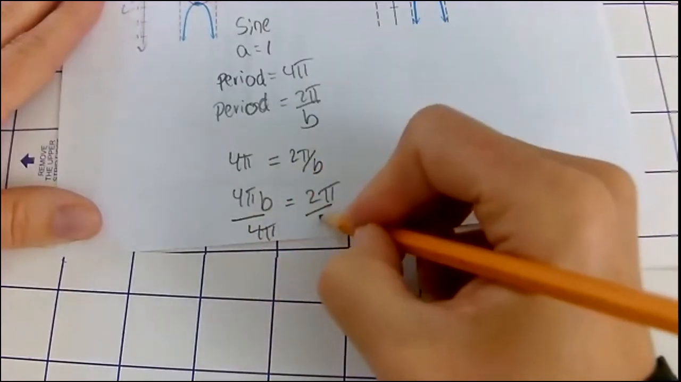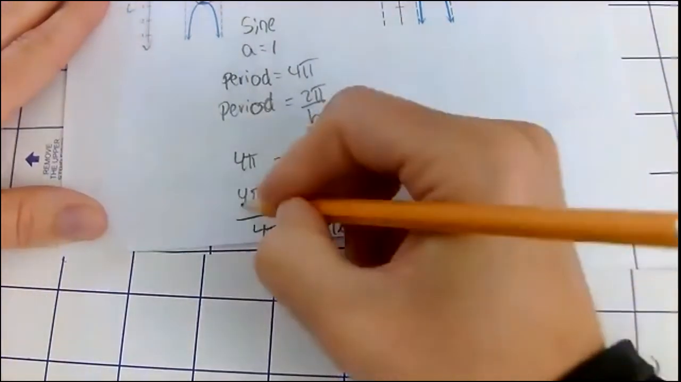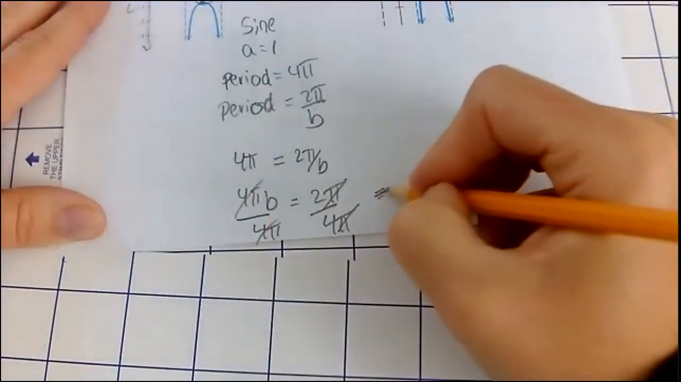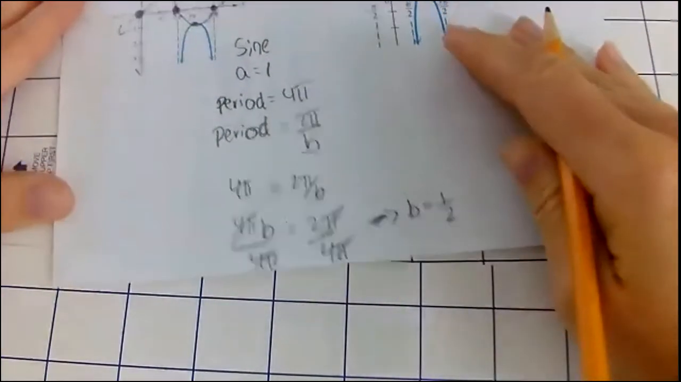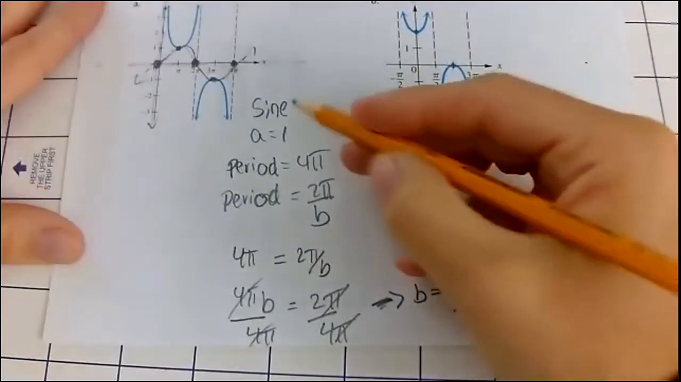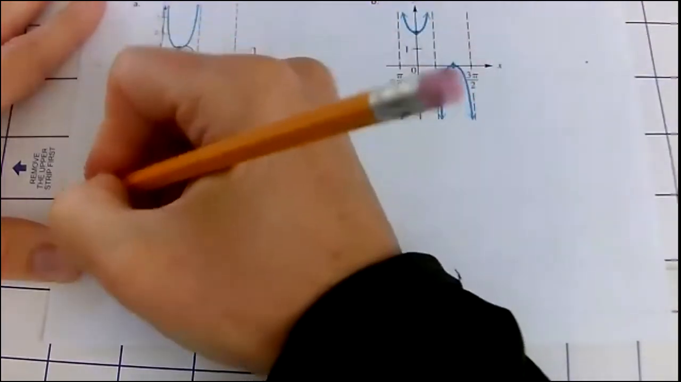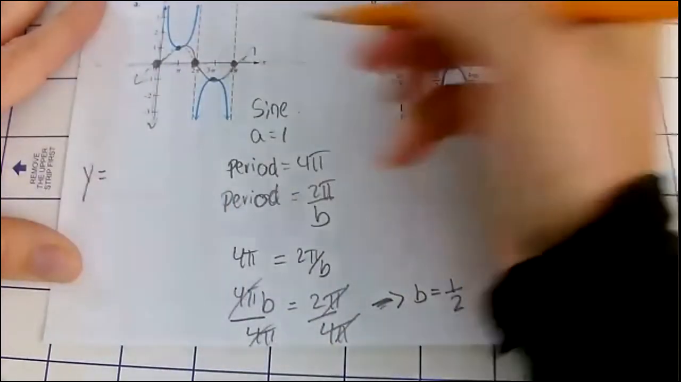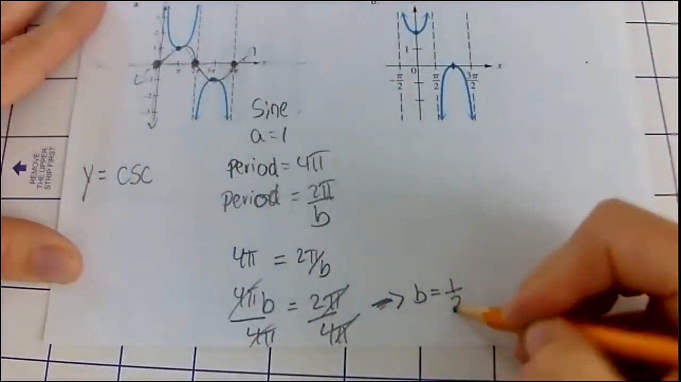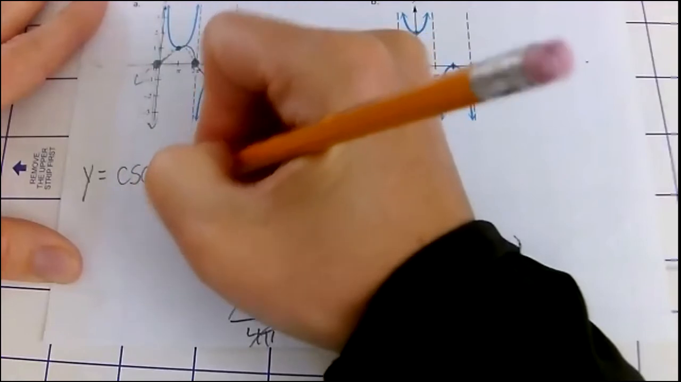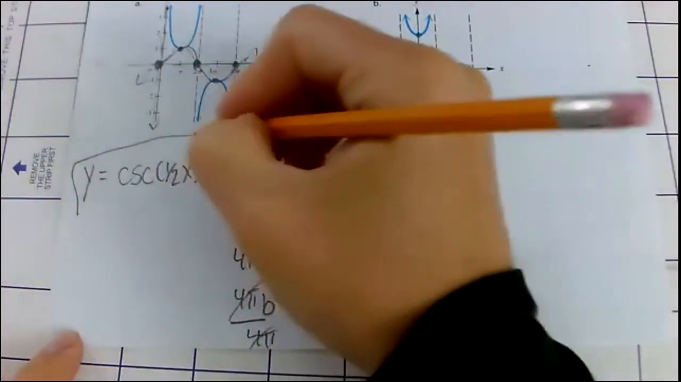Divide by 4 pi on both sides. The pi's will be gone. 2 over 4, I get b equals 1/2. Okay, so the final thing we have here is if it's a sine, that means you take the reciprocal of sine. So y equals, remember a was 1, so we don't have to worry about a. It's a cosecant, and then the b is 1/2. So 1/2 x. That should be it for this one.